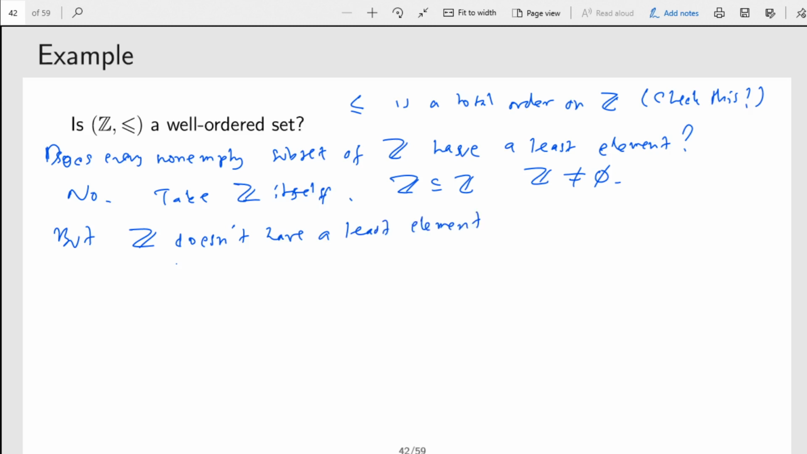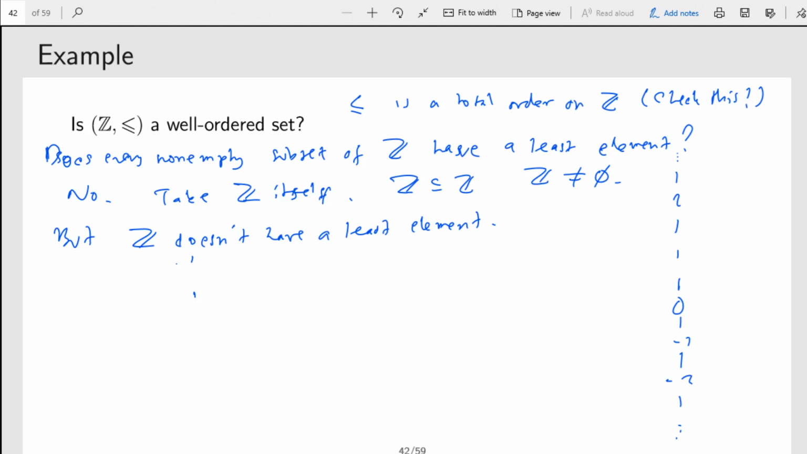Because if you look at the Hasse diagram of Z, it would look like this. Sorry, let me just do it here. You have 0, 1, 2, and so on, and you have -1, -2, and so on. So the Hasse diagram goes down infinitely. So this is not a well-ordered set.